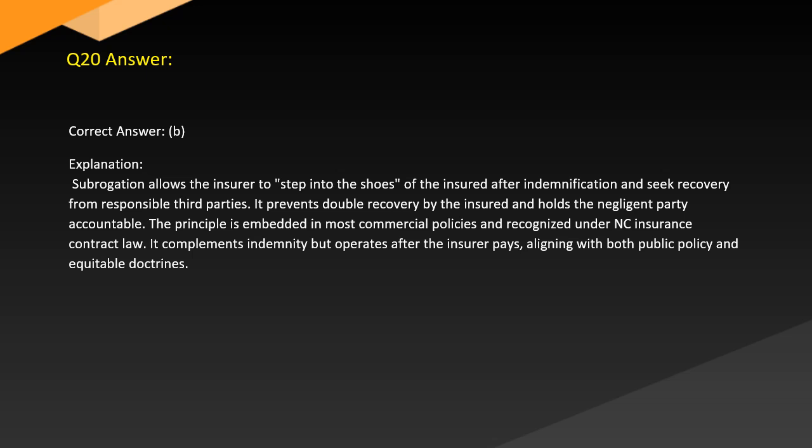Answer. Correct answer: B. Explanation. Subrogation allows the insurer to step into the shoes of the insured after indemnification and seek recovery from responsible third parties. It prevents double recovery by the insured and holds the negligent party accountable. The principle is embedded in most commercial policies and recognized under NC insurance contract law. It complements indemnity but operates after the insurer pays, aligning with both policy and equitable doctrines.